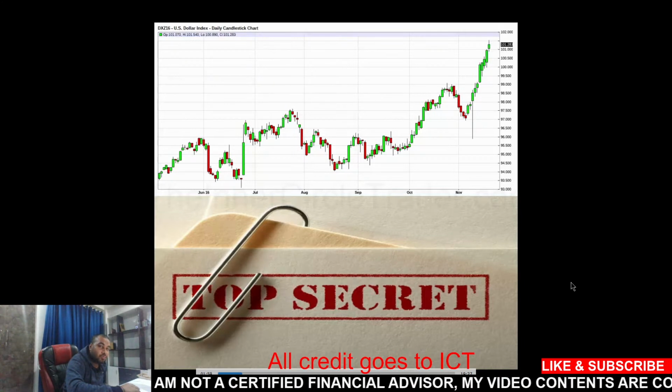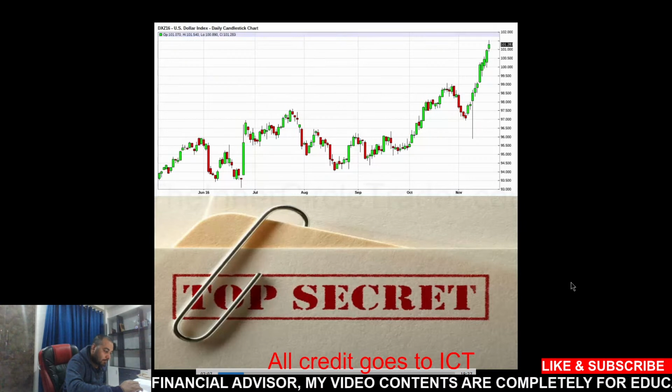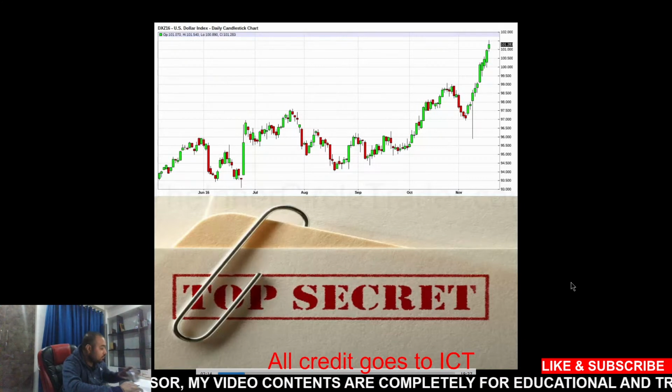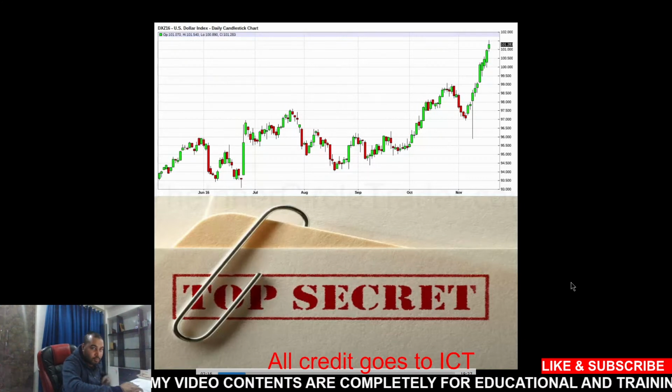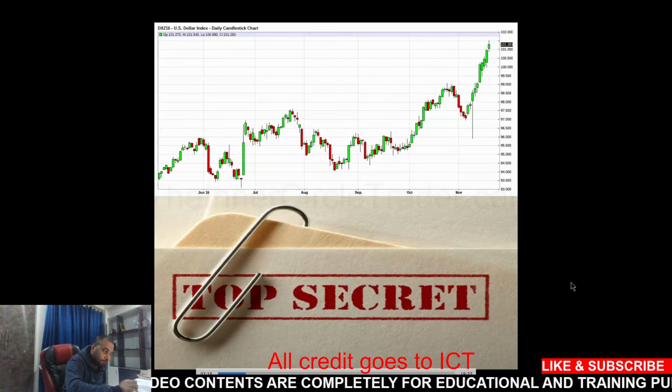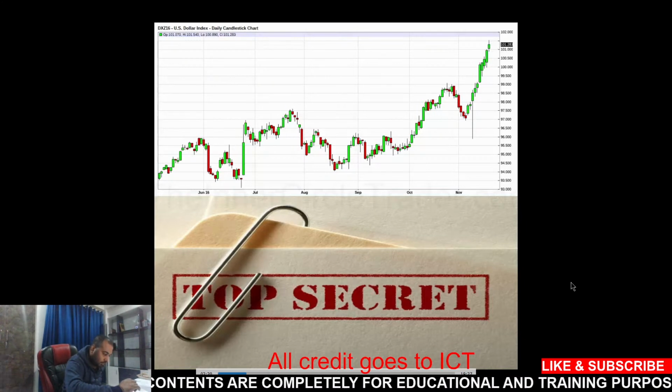Now, there's a lot of folks that will scour bank reports, and my opinion of bank reports is this. Why would a bank tell you what their intentions are? It doesn't make any sense. That's like having a football team tell you what their plays are going to be for the Super Bowl. It just doesn't happen.